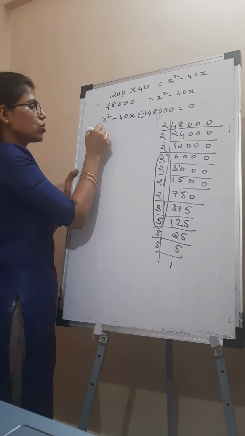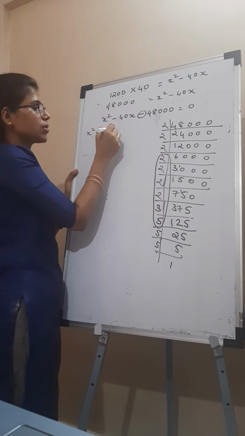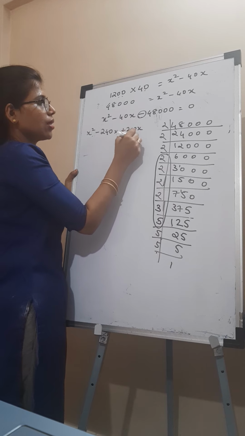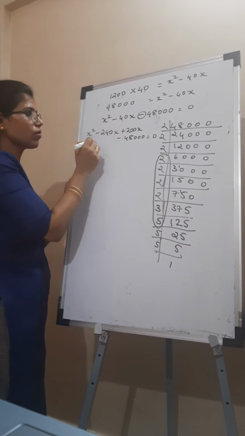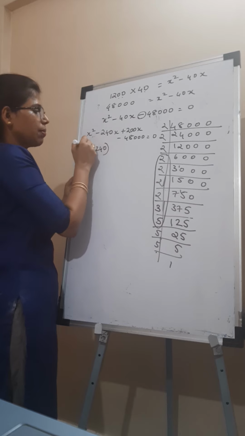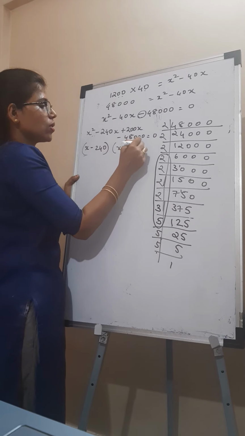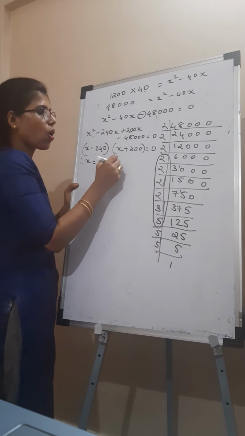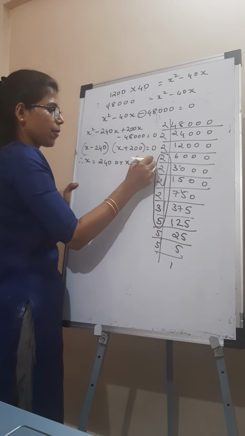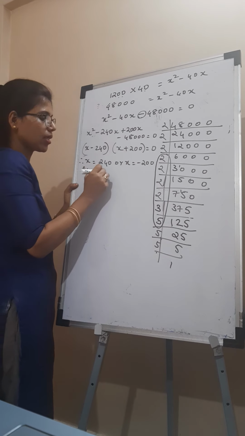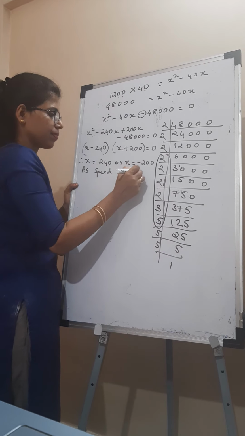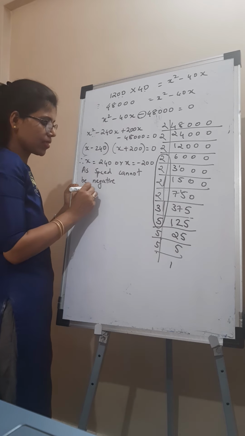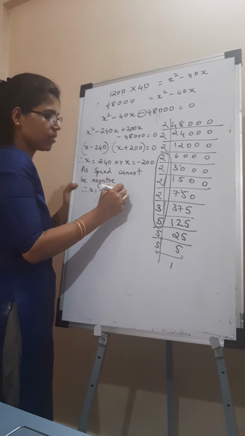So x square minus 240x, because the greater number should get the middle term sign, plus 200x minus 48000 is equal to 0. Now x minus 240 bracket x plus 200 is equal to 0. Now therefore x is equal to 240 or x is equal to minus 200. As speed cannot be negative, therefore x is equal to minus 200 is not possible.